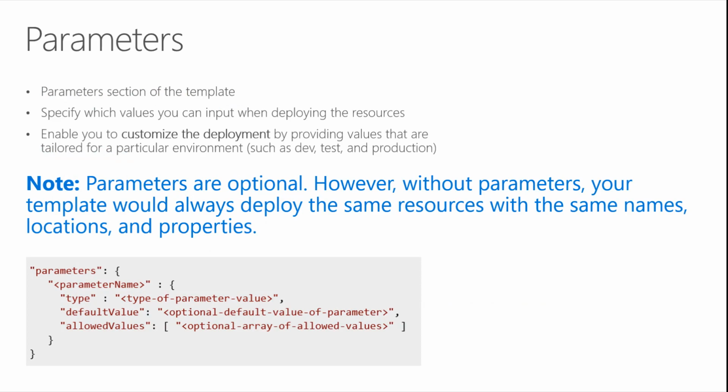Parameters. Parameters specify which values you can input when deploying resources, able to customize deployment, providing values tailored for a particular environment such as dev, test, or production. Again, these are optional, but we can put these in here. So in this example at the bottom of the screen, we have default values of optional value parameter, and then an optional array of allowed values for the parameters that we can define.